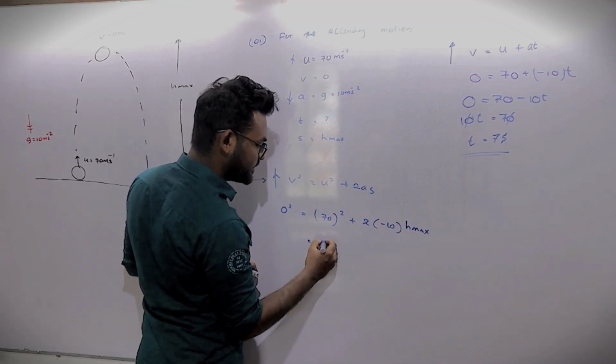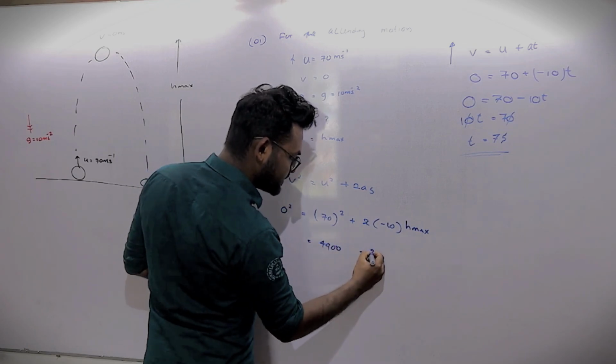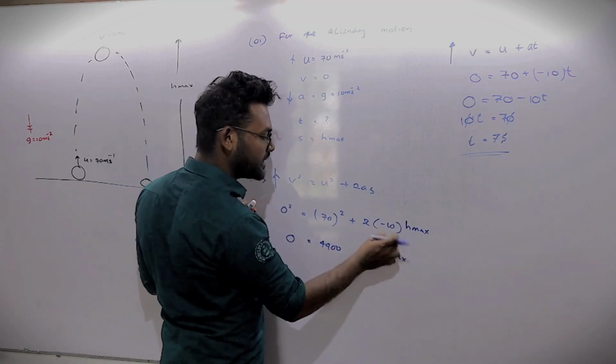And yeah, it is minus 20 h max equals 0. I'm writing each and every step, but you can omit them, right?